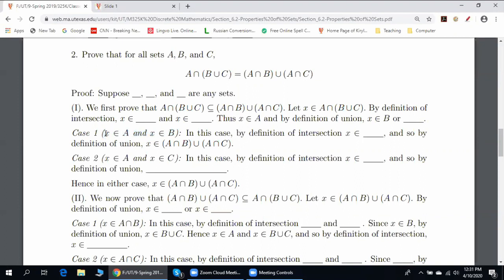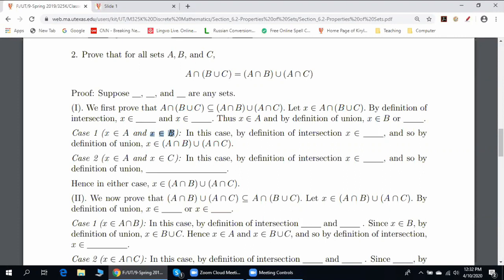And for this, because X is always from A, here we have a choice: X is from B or X is from C. Suppose X is from B. Then we have the following: X is from A, which is over here, and X is from B, which is over here. Does this make sense?